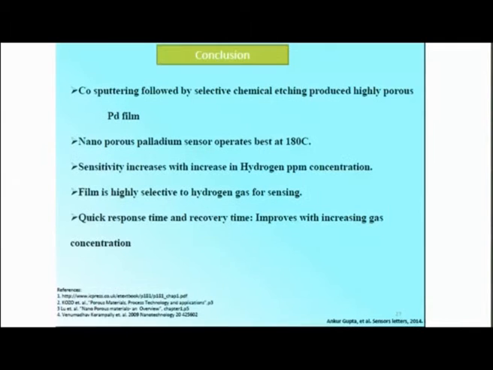So, in conclusion to this set of experiments, what I would say is that the co-sputtering followed by selective chemical etching is what produces highly porous palladium films, and we have seen the operational performance of nanoporous palladium to be highest at 180 degrees Celsius. We also saw that sensitivity increases with increase in hydrogen ppm concentration, and the film is highly selective to hydrogen gas for sensing. There is a quick response and recovery time, and in general you have designed a thin film resistance based sensor for sensing hydrogen.